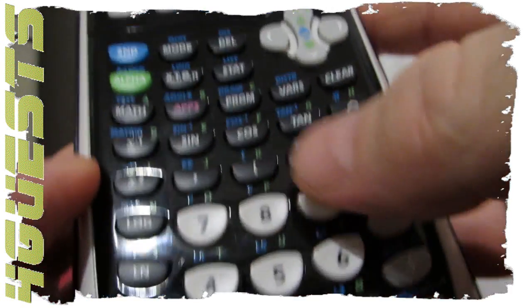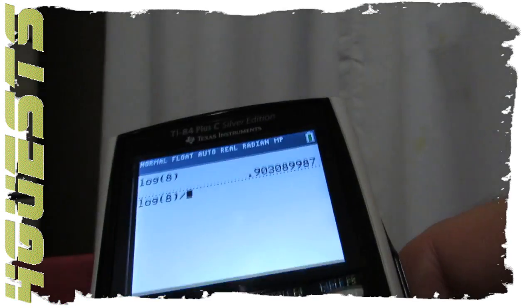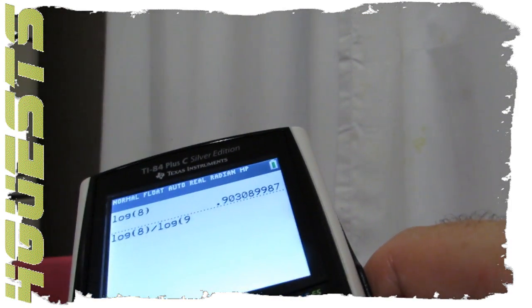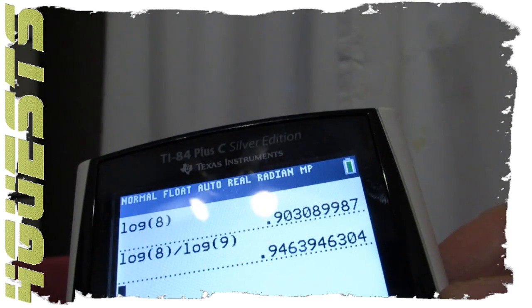Now suppose we want log base 9 instead of log base 10 of 8. So we'll go log 8 divided by log 9, which is the base we're wanting. Close it with the parentheses there and hit enter to get our answer 0.9463946304.